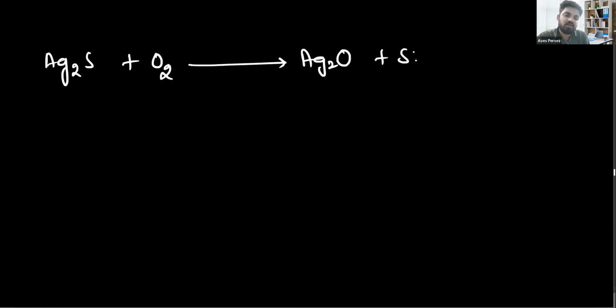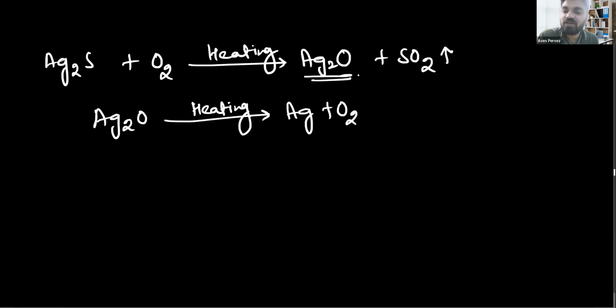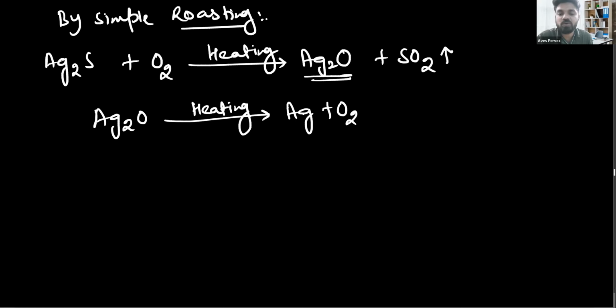If I have silver as Ag2S, when you simply roast it, it is first converted into Ag2O, and sulfur dioxide is released as a gas. Further, on continuous heating, Ag2O is converted into Ag plus O2. So this is the first step, then it gets converted into this form, and on continuous heating into this form. By simple roasting you can extract the metal, silver, from silver sulfide.